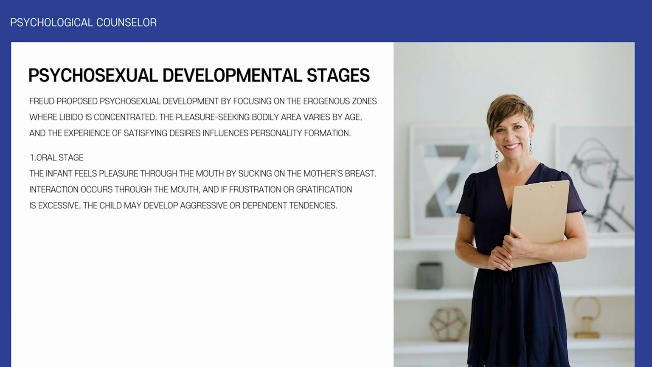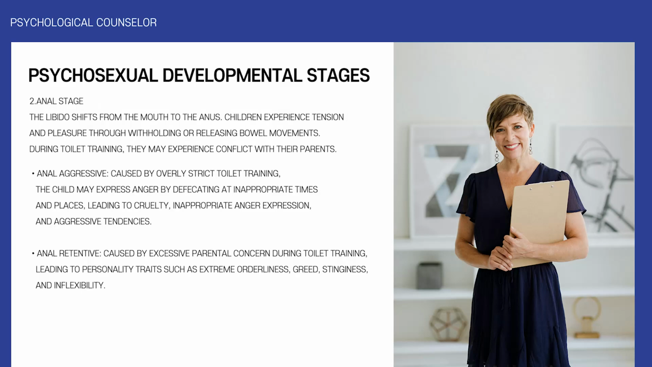Oral stage. This stage occurs from birth to about 18 months. Infants get pleasure through the mouth by sucking and biting. If needs are overly satisfied or overly frustrated, the child may grow up to be either too dependent or too aggressive. Anal stage. Between 1.5 to 3 years old, children find pleasure in controlling bowel movements.